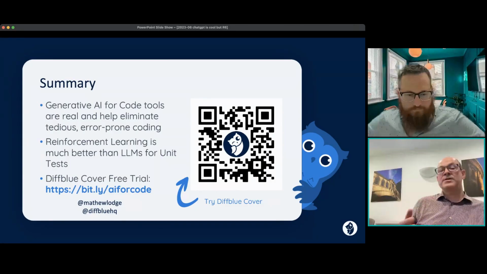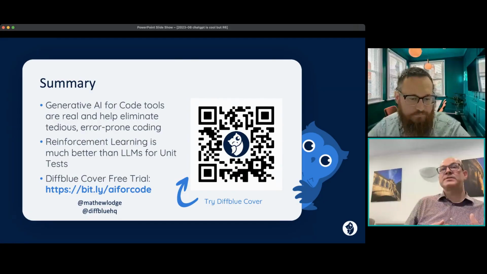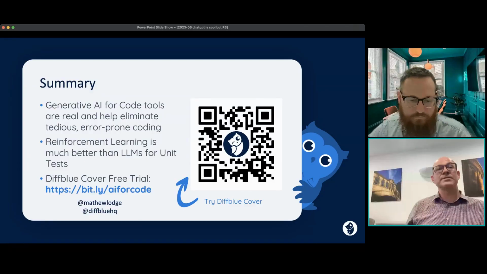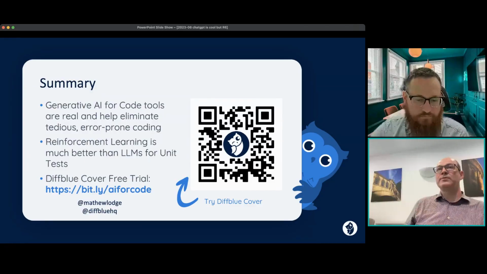Reinforcement learning is just vastly better than large language models for unit test generation because it is a focused technique. It's a search technique. It's goal-seeking. It's looking for the outcome that you want, as opposed to trying to be a more general tool. So it solves a narrower problem, but solves it in a much more accurate way.